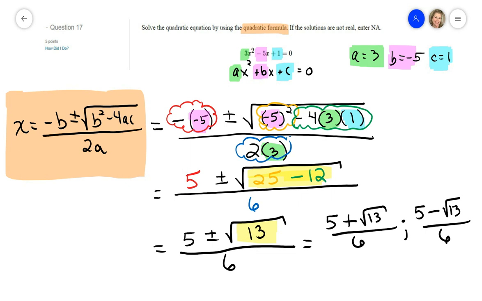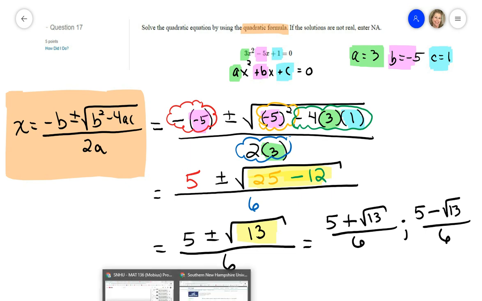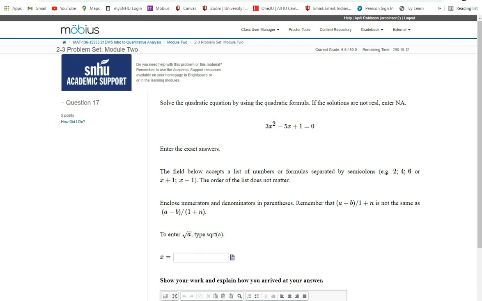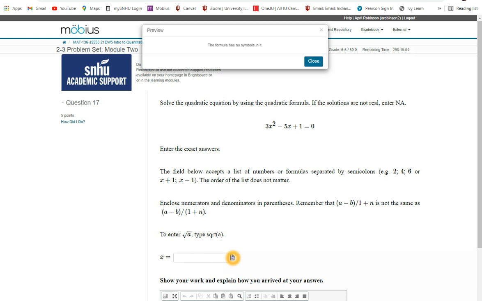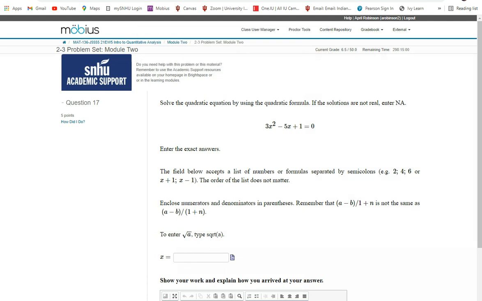Mobius said it wanted the answers exact, so let me go back to Mobius. And let's see, enter the exact answers with a semicolon. And is this giving me an option to do anything? Nope. Okay. So to enter the square root, type square root of a. Enclose numerators and denominators in parentheses.